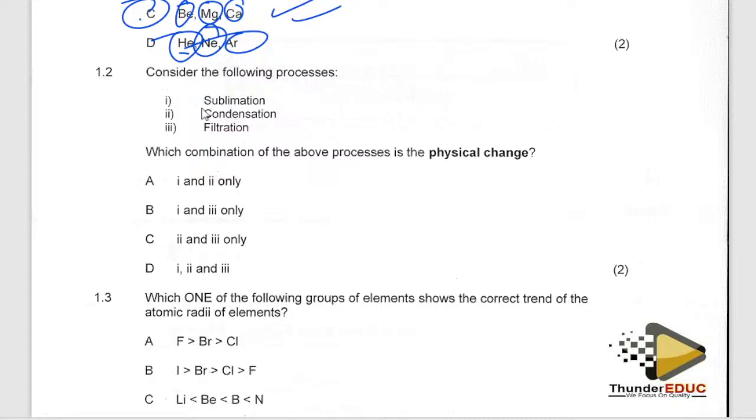Consider the following processes: sublimation, condensation, filtration. Which combination of the above processes is a physical change? All of them are physical changes. There is no chemical change here and no new substances formed. This is just a change of the state, shape or texture. So I'm looking for 1, 2, 3. The answer is D. So you get the marks there.